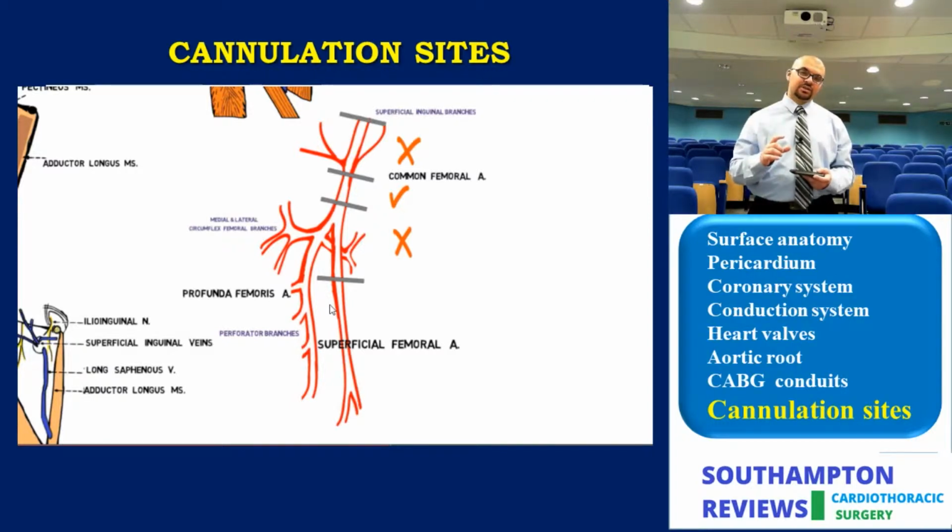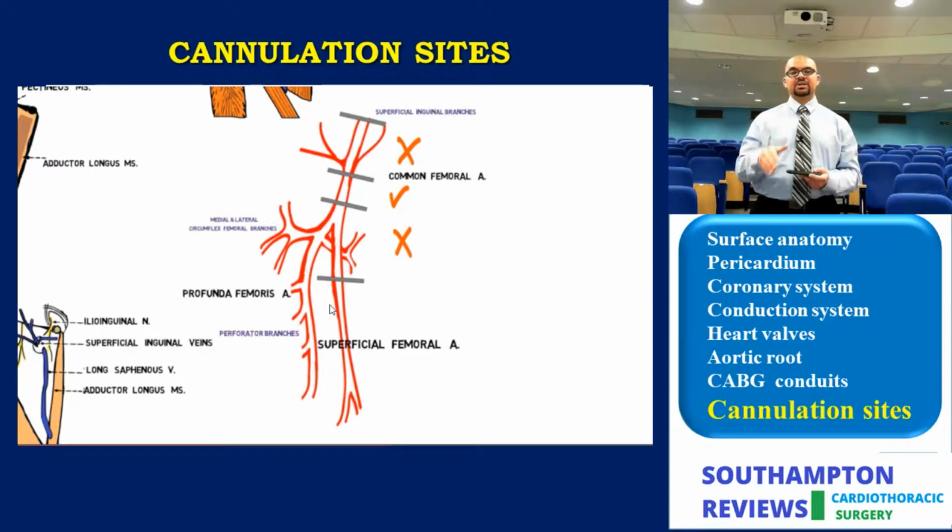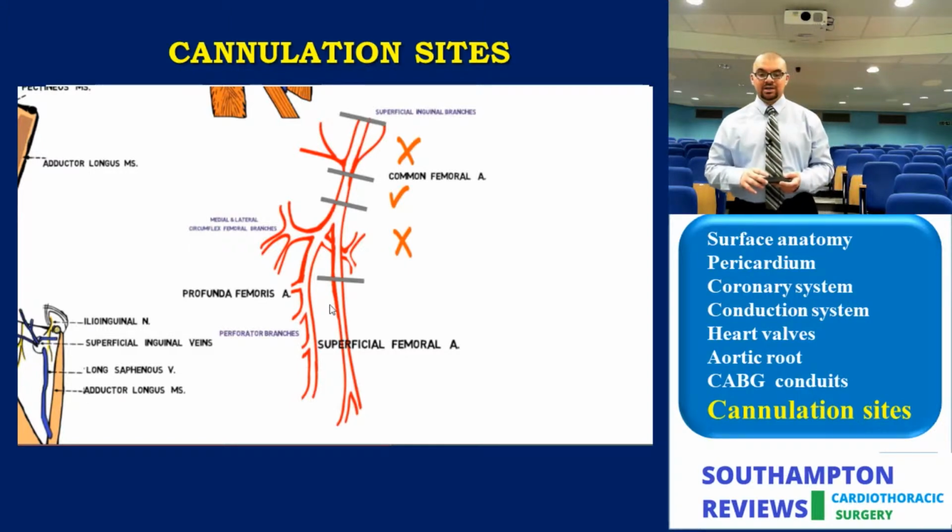The common femoral artery itself gives out the superficial inguinal branches, that is the superficial circumflex iliac, superficial external pudendal, and superficial epigastric artery. The profunda femoris gives the medial and lateral circumflex femoral arteries, as well as the perforators. The superficial femoral, on the other hand, pierces the adductor hiatus and the adductor magnus and travels behind into the popliteal fossa as the popliteal artery, which later on divides into the common peroneal and the common tibial arteries. Those are the terminal two branches.